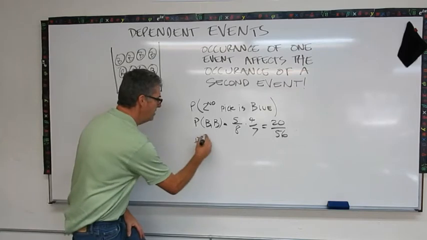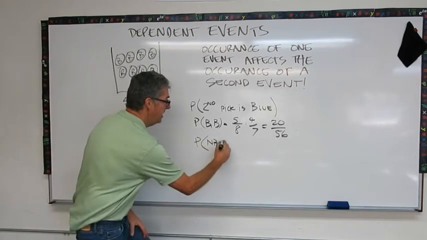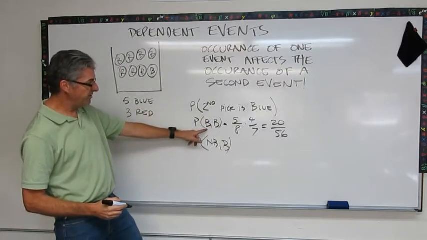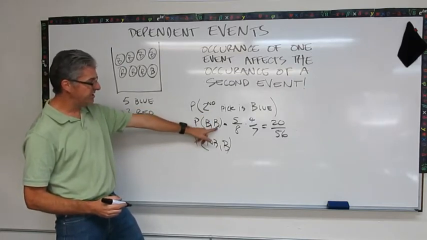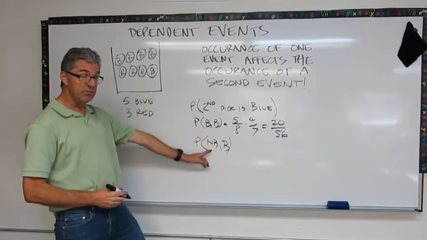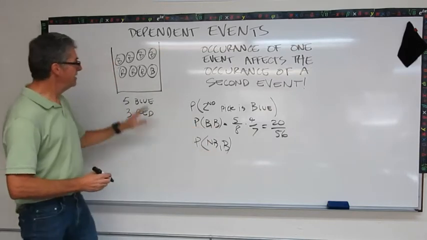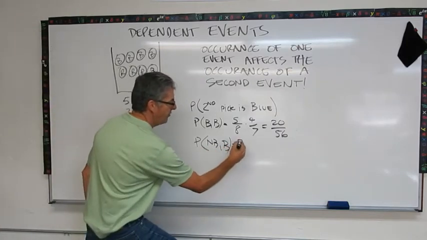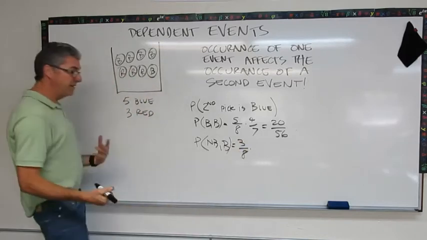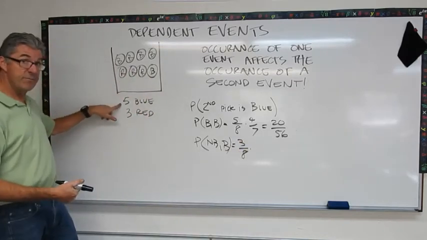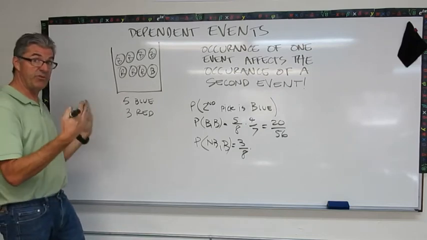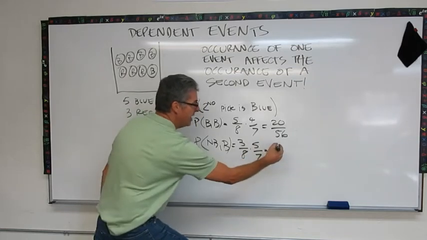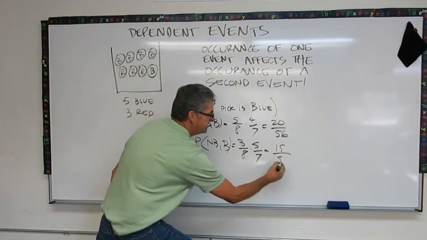So now we want probability of not blue and then blue. Remember, we're looking for second pick blue. So we calculated getting 2 blues because that satisfies the condition. Now we're going to calculate not blue first and then blue. So not blue first would be getting, in this case, just red. So that's 3 out of 8. And then now we still have 5 blues in the bag, but we have 1 less because we pulled the red out. So now it's 5 out of 7. And so this becomes 15 over 56.